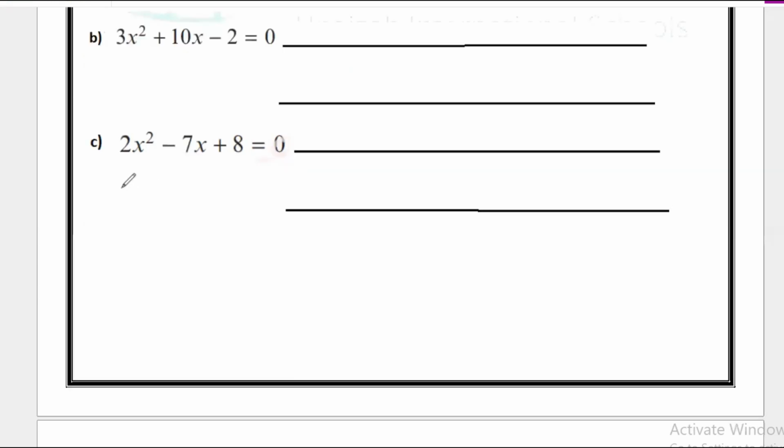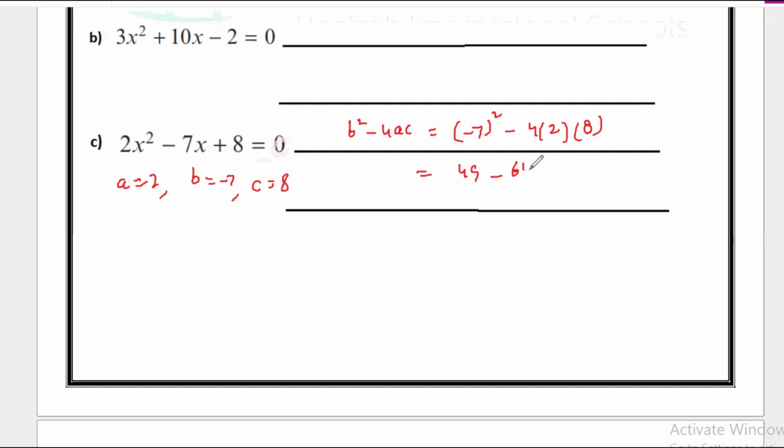Next, the value of a is 2, b is minus 7, and c is 8. So we'll check the discriminant. It gives us what? So b is minus 7 whole square minus 4, a is 2, c is 8. That means 49 minus 4 2s are 8, 8 8s are 64.